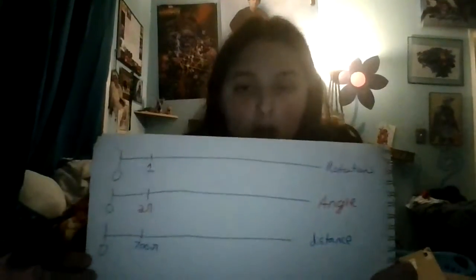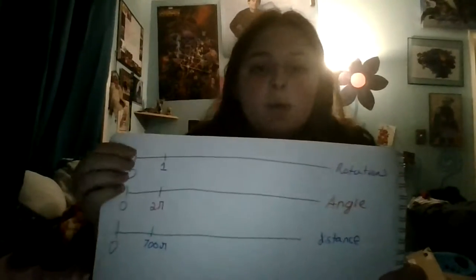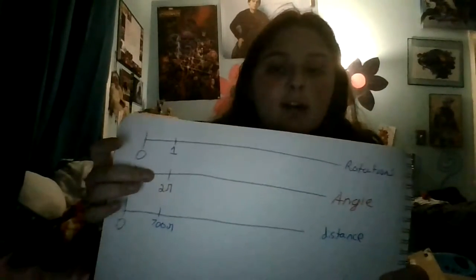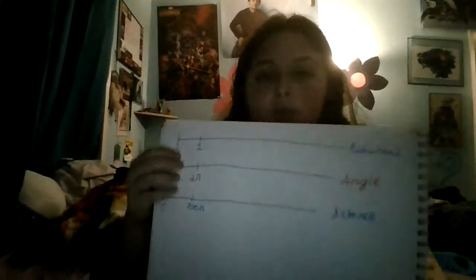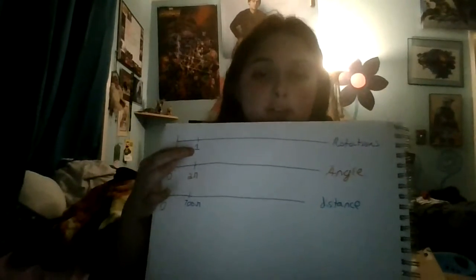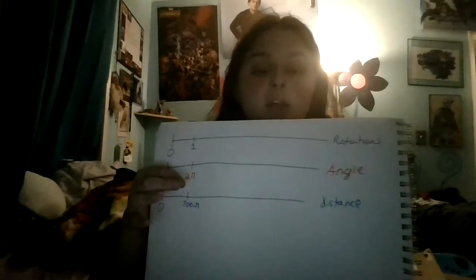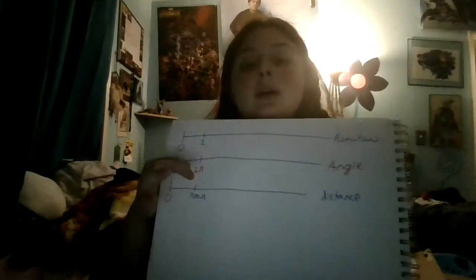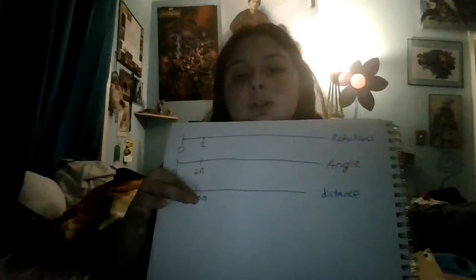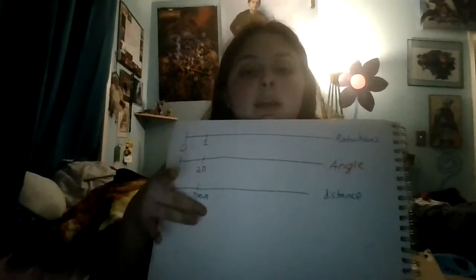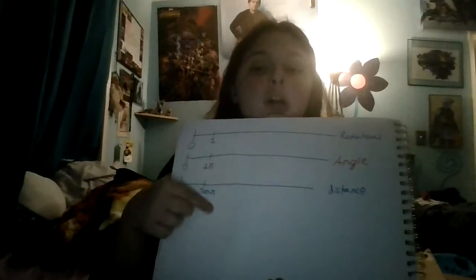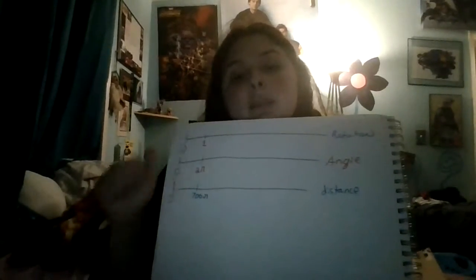So now we do our triple number line. I got one line for rotations, one for angle, and I got 700 pi for distance. So for rotations, this would be one circle, and for angles, I used radians because it will be simpler since we're dealing with pi, so it's 2 pi radians, and 700 pi was the distance of our circle.